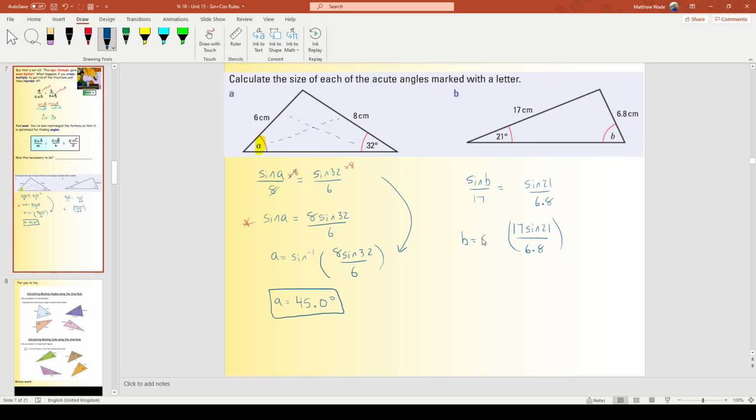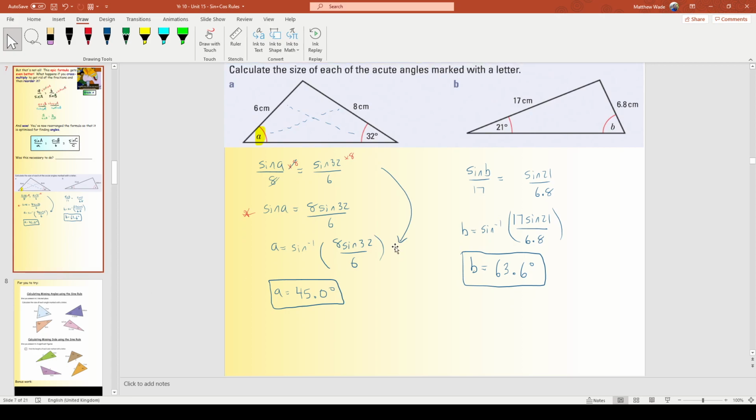So B equals sine minus 1 of that, which means that B equals, and let's just work it out, shift sine first of all, fraction button next, 17 sine 21, close bracket, bottom of the fraction, 6.8, close the main bracket, and I got 63.6 degrees. And there you have it, my lovelies. You've now used sine law to find both angles and sides, which means that I bet you're proper bossing it, proper good at it.